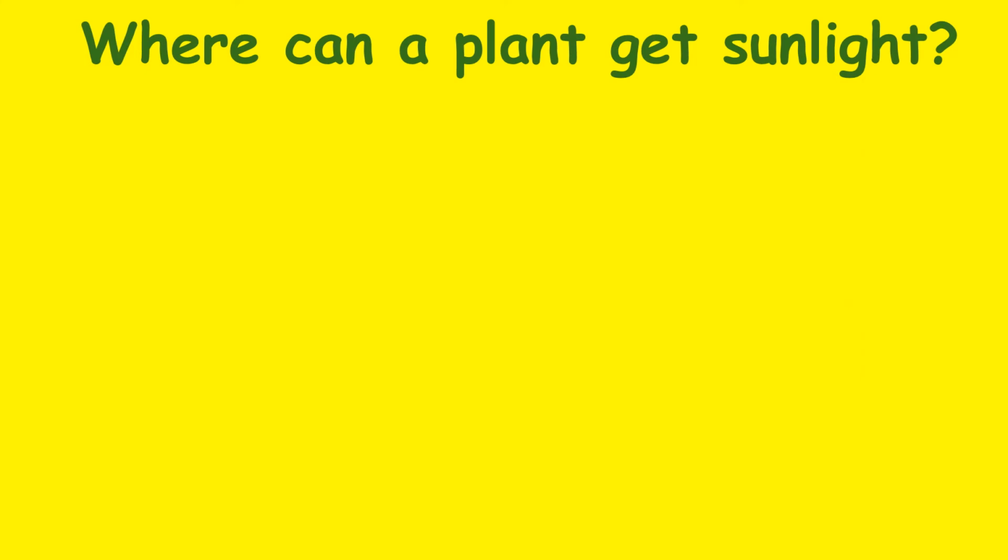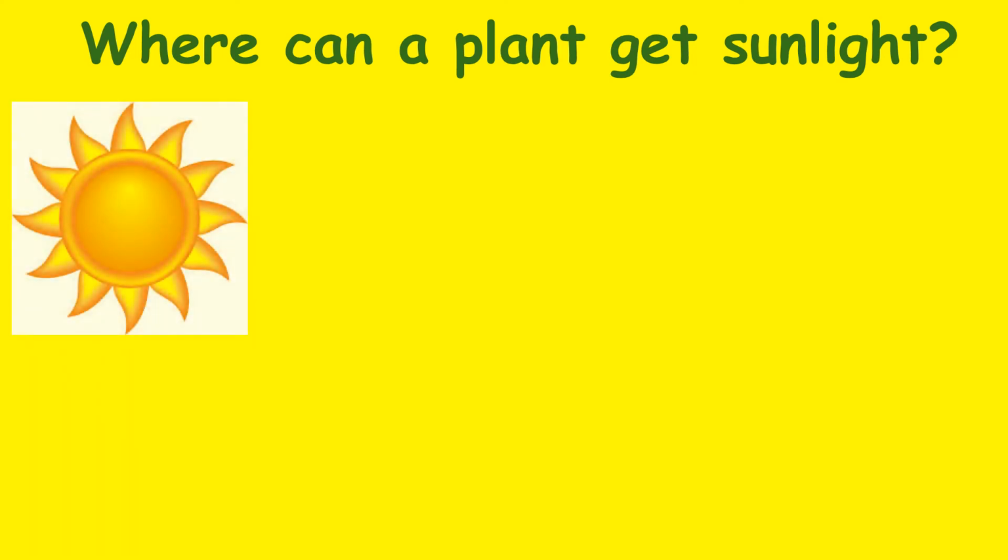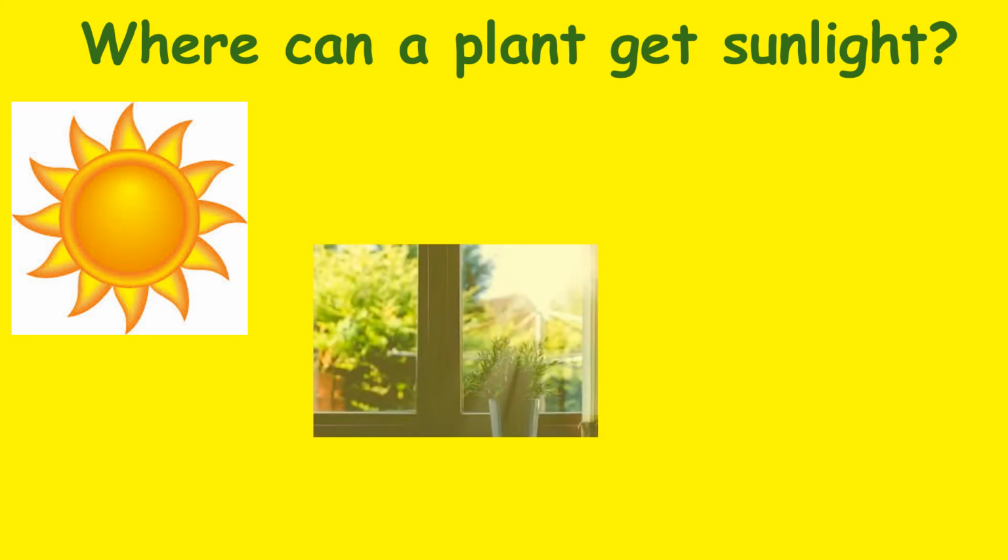Where can a plant get sunlight? It seems like a very silly question because, of course, it's going to get it from the sun. If a plant is outside, it's going to be exposed to a lot of sun. But if a plant is inside, that's a little tricky. Do you know what you can do to make sure that your plant gets sun? If you said put it by the window, you would be correct.